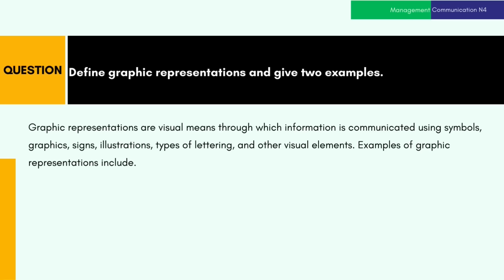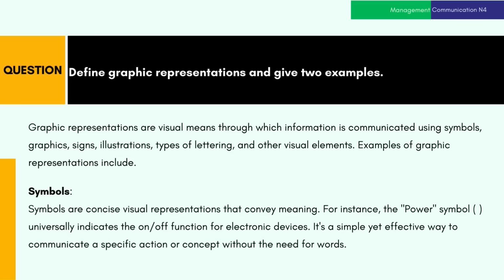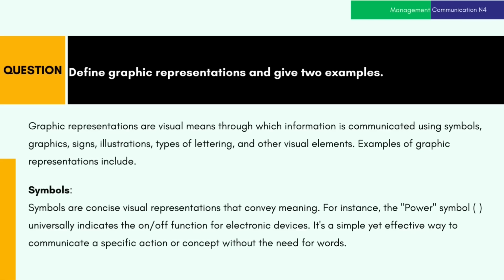Question. Define graphic representations and give 2 examples. Graphic representations are visual means through which information is communicated using symbols, graphics, signs, illustrations, types of lettering, and other visual elements. Examples of graphic representations include 1. Symbols. Symbols are concise visual representations that convey meaning. For instance, the power symbol universally indicates the on or off function for electronic devices. It's a simple yet effective way to communicate a specific action or concept without the need for words.